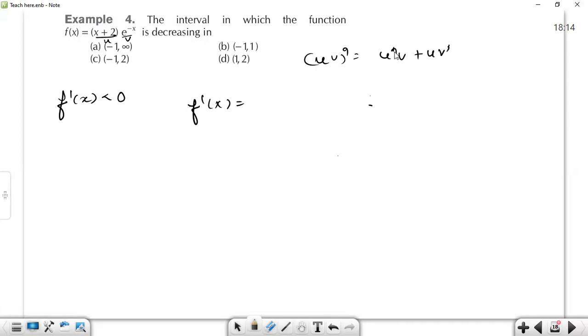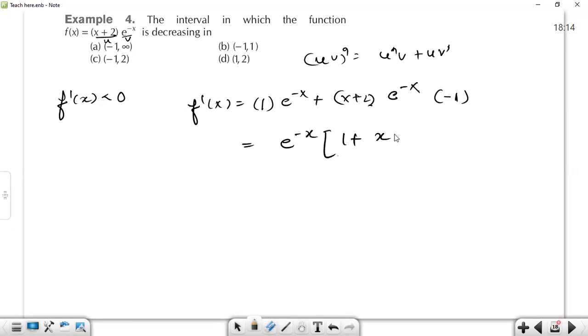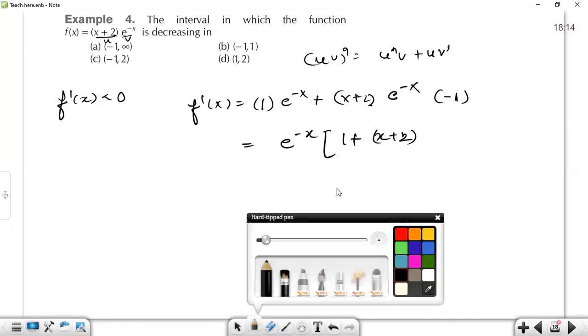So it would be 1 into e raised to power minus x, plus u as it is, x plus 2, into the differentiation of e raised to power minus x, which is e raised to power minus x into the differentiation of minus x. So e raised to power minus x can be taken common: 1 plus x plus 2 into minus sign. There is a minus sign here.